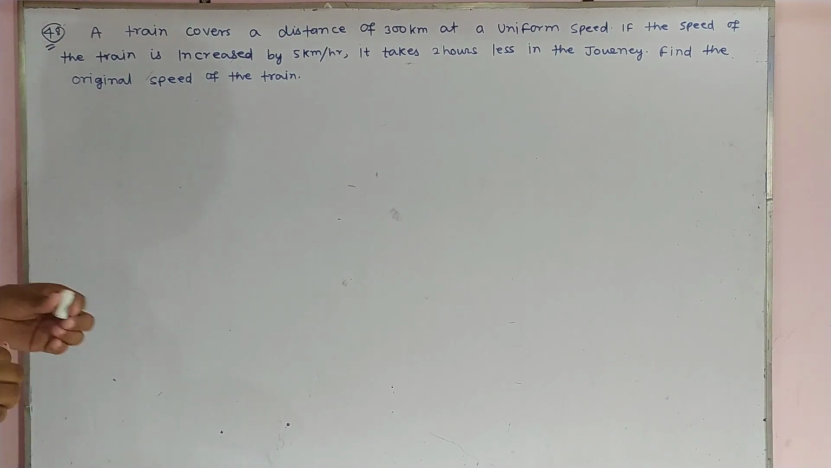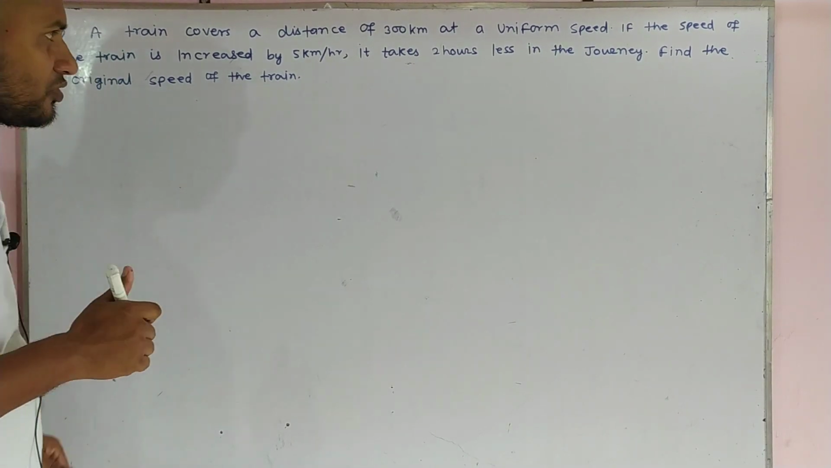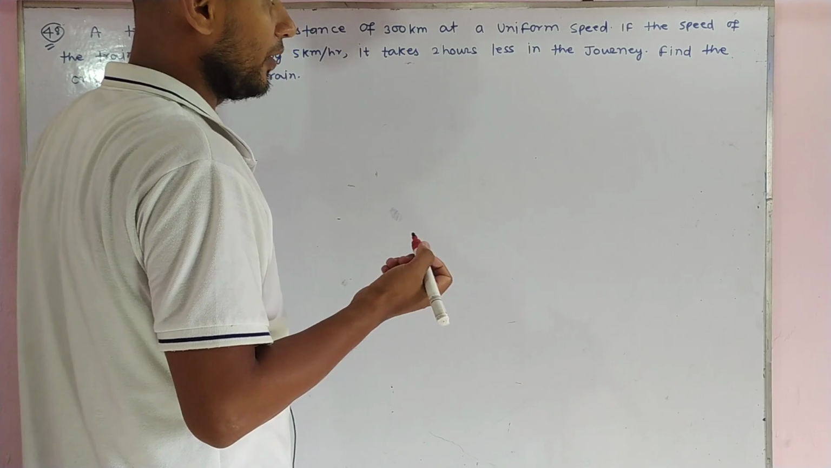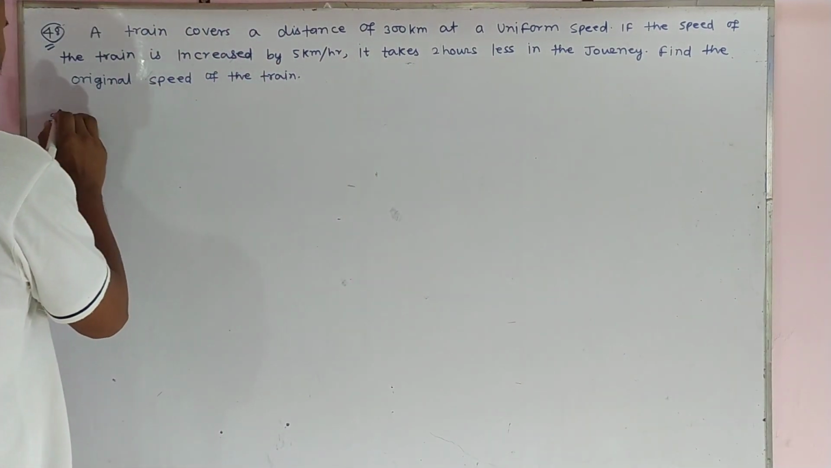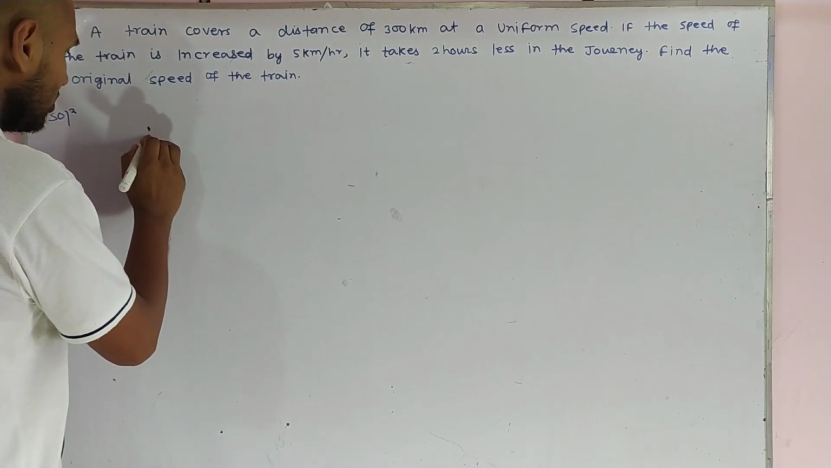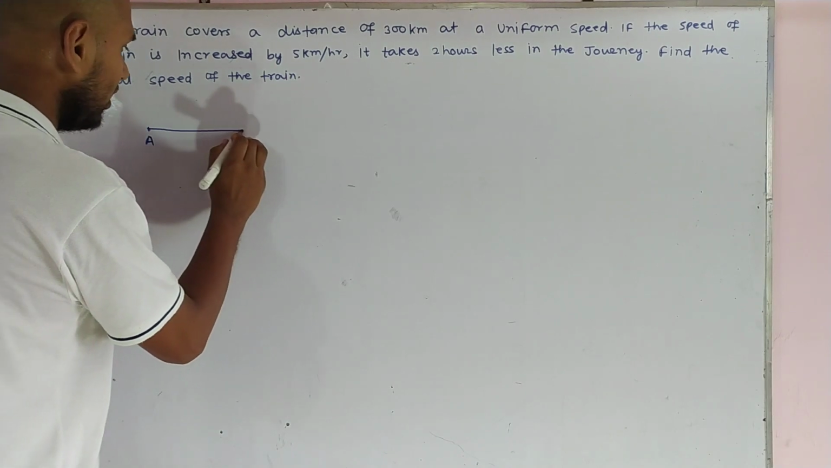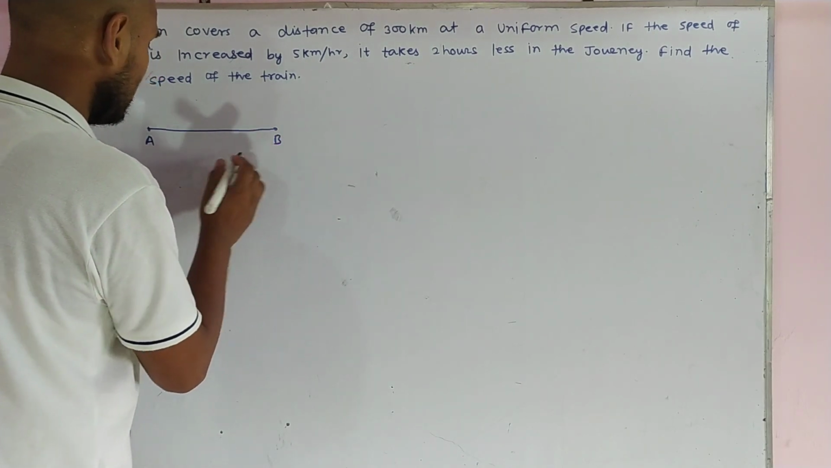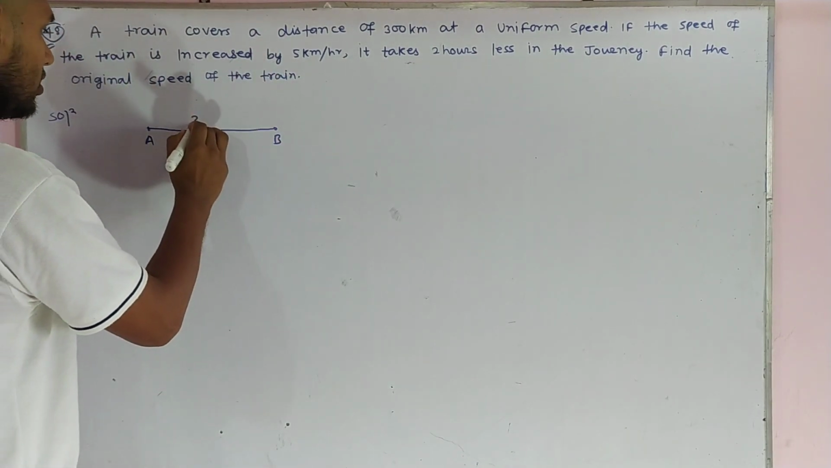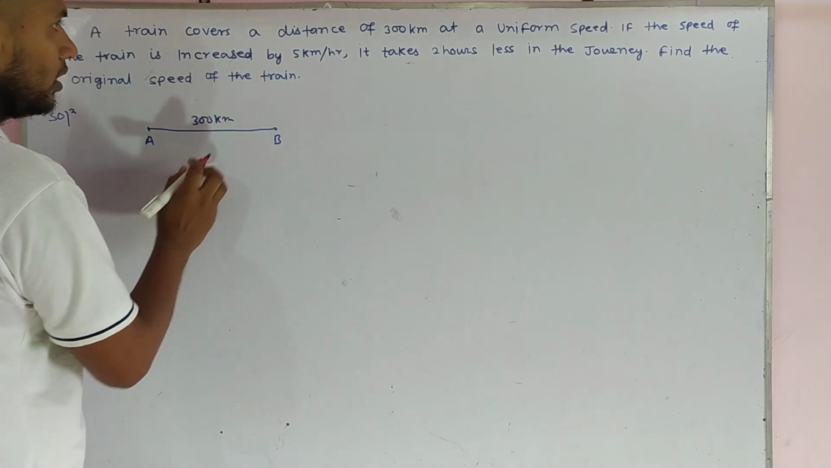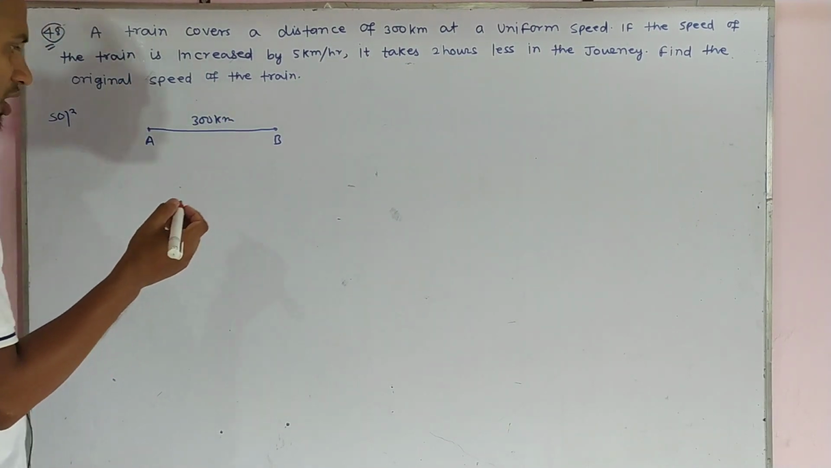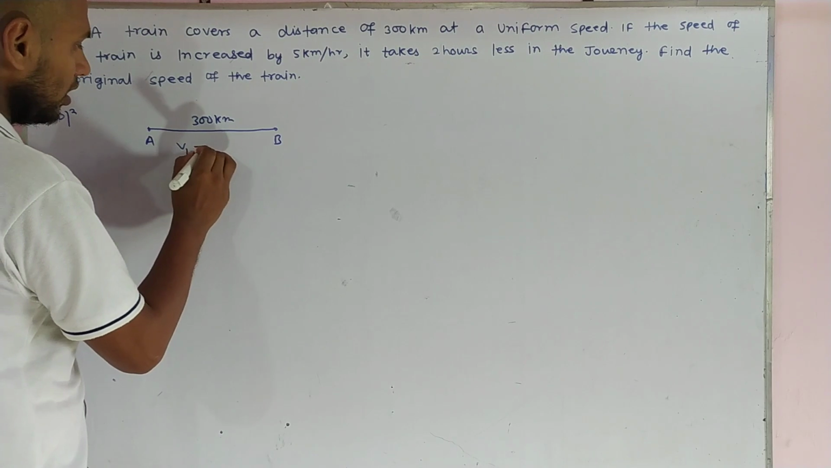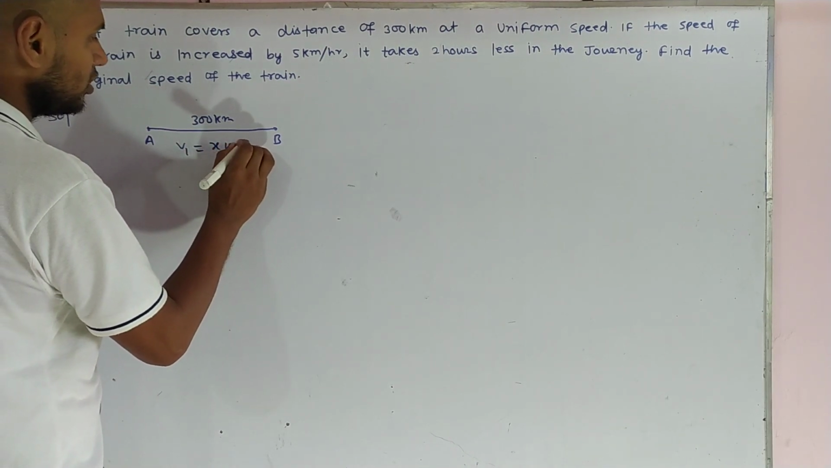Let us see the question of 48. A train covers a distance of 300 km at a uniform speed. Let us see the solution of this question. Let's suppose the train is starting from A and it covers a distance of 300 km at a uniform speed. We assume that the speed is v1 equal to x km per hour.